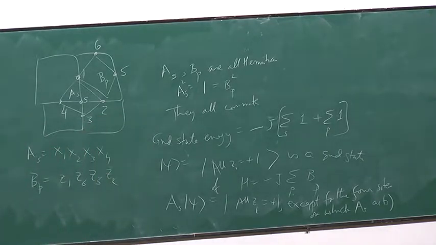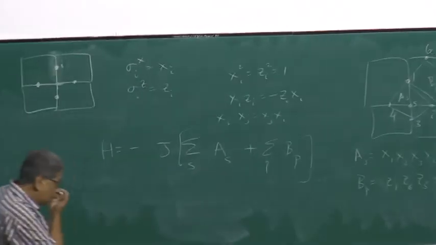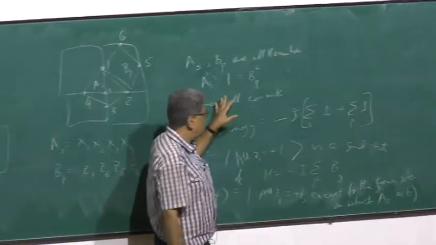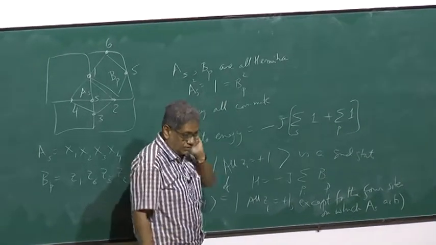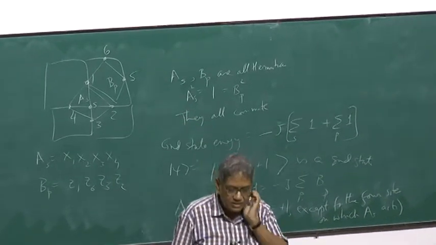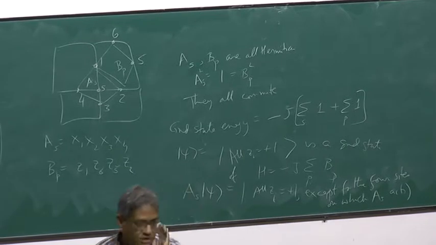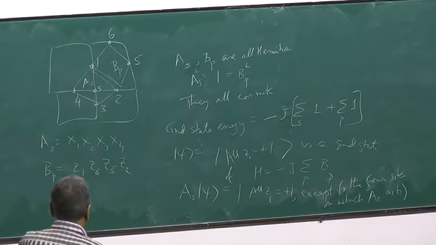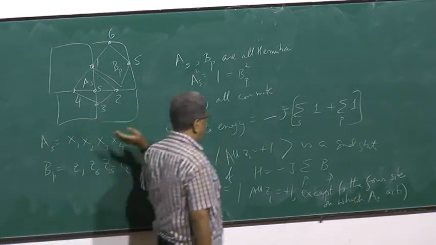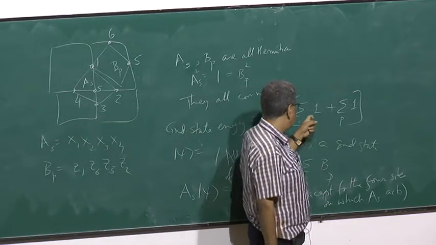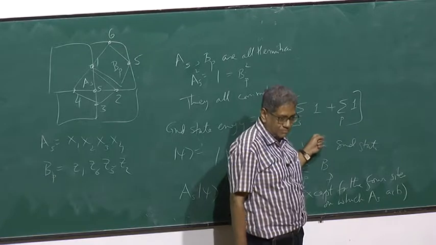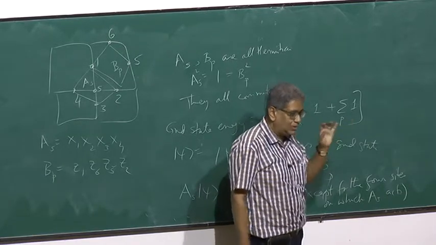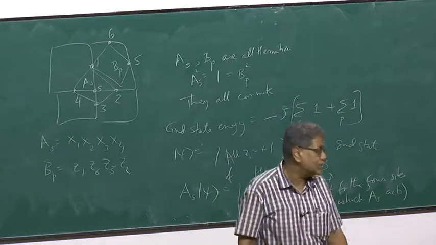However, there is a trick you can use, which is that because A_S is a Hermitian operator whose square is 1, the eigenvalues of A_S are plus or minus 1. You can write down an operator which is a projection onto A_S equal to plus 1. To get the ground state of that Hamiltonian, you want a state which is an eigenstate of all the A_S's and B_P's with eigenvalue plus 1. So you want to project onto states which have A_S equal to plus 1.